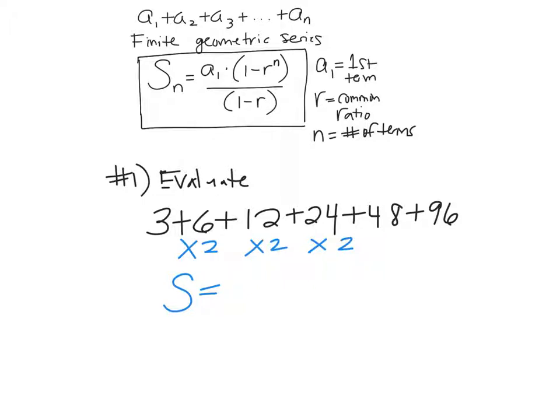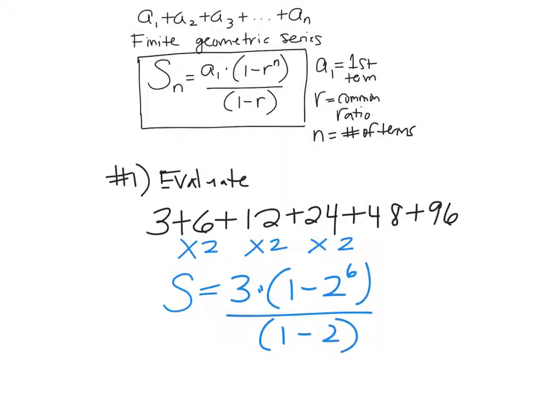a sub 1 is 3 times 1 minus 2 to the what power? Remember what n stands for? n stands for the number of terms that I'm adding up. Did you count? 1, 2, 3, 4, 5, 6. So to the 6th power, all over 1 minus 2. I used that formula right here at the top of the screen, and I plugged in the first term for a sub 1, r is 2, and n is 6.